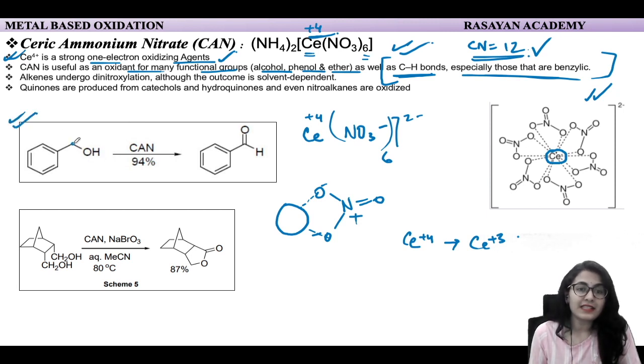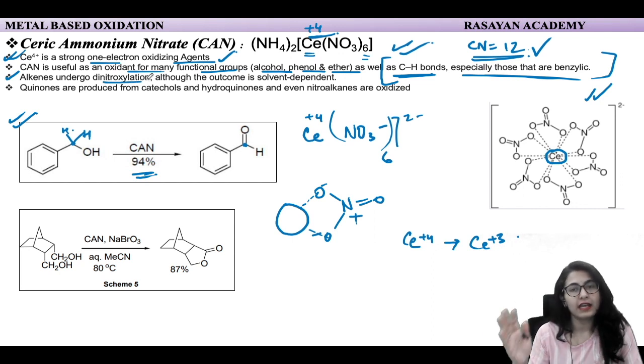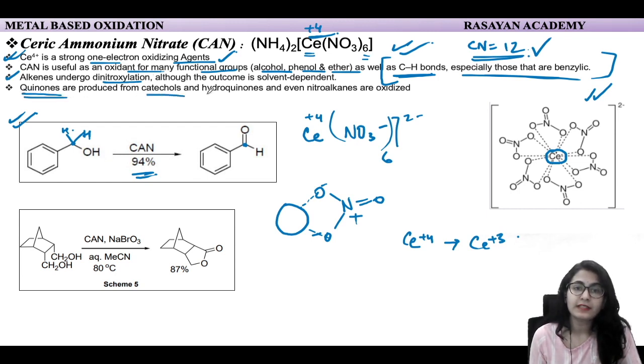As an example, you see this one. That is, the benzylic alcohol is converted, you are getting 94% yield, to an aldehyde by the removal of one of these hydrogens and oxidation. Okay, so this is one role of cerric ammonium nitrate, oxidation of benzylic alcohol or normal alcohol to aldehyde. Alkenes would undergo dinitroxylation, and the product is going to be solvent dependent, whether you are having the dinitroxylated product, or let's say you are having the acetylene after hydrolysis, or the diol, right? Depends on the solvent.